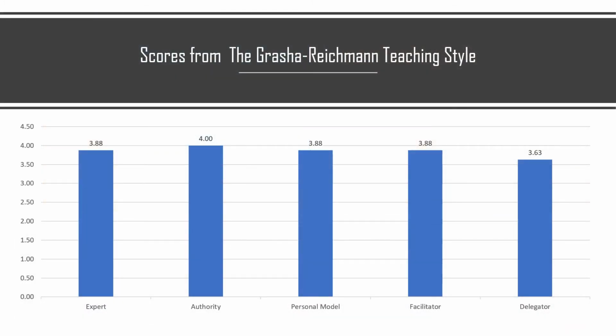As we take a closer look in the graph format, there seems to be some equality in the scores of 3.88 as an expert, personal model, and facilitator. And here you can see on this chart how they are charted out. All of which were explained at the beginning of the video, what their meanings are. And just so everyone could know, I'll go over them again. An expert is a transmitter of information. Personal model teaches by direct example, and a facilitator guides by asking questions.